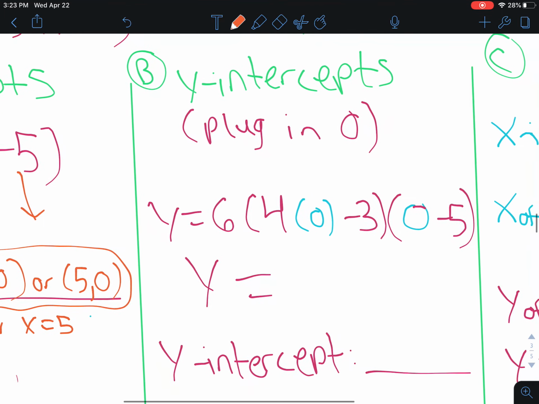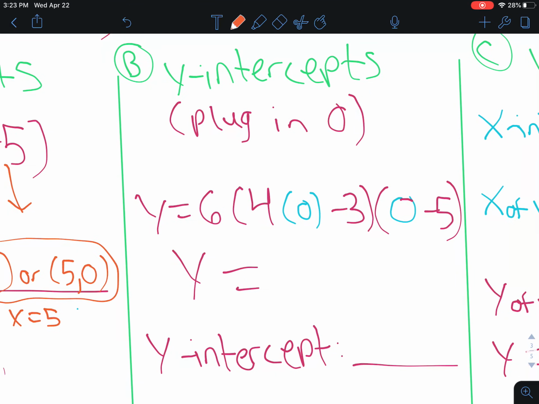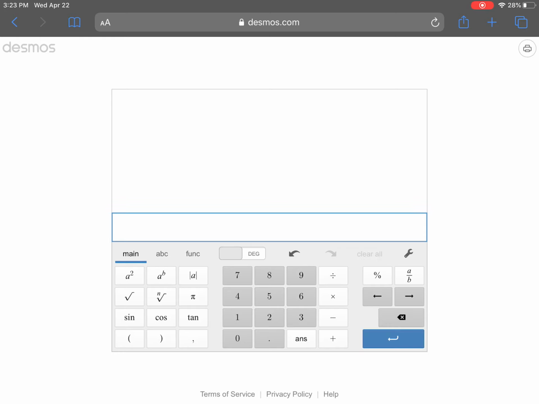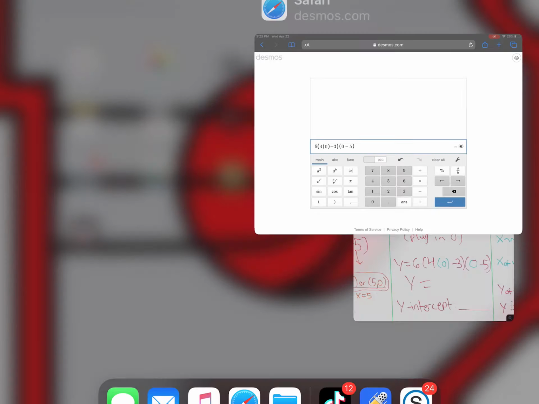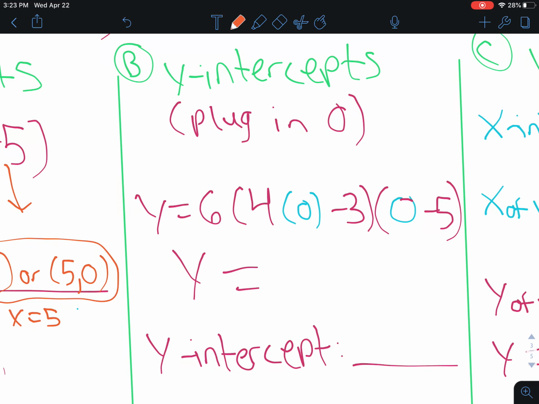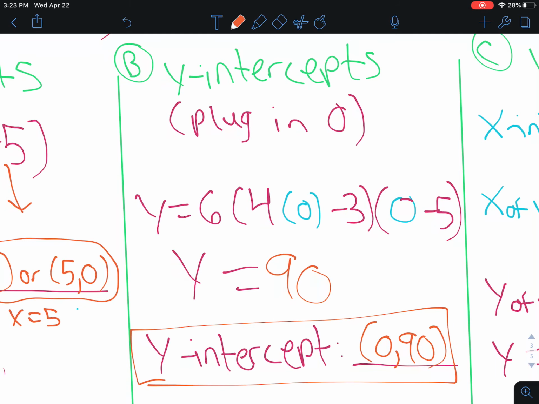All right, y-intercept, again, you just plug in 0. If you need to use your calculator, you can. So again, if you really need to do this, it's 6 times 4 times 0, and I think it was minus 3, parenthesis, 0 minus 5. So again, if you need to do that, you can. Make sure I'm good. All right, everything looks good. So my answer is going to be 90 for the y-intercept. There is always a y-intercept for quadratics because you can always plug in 0 for x.